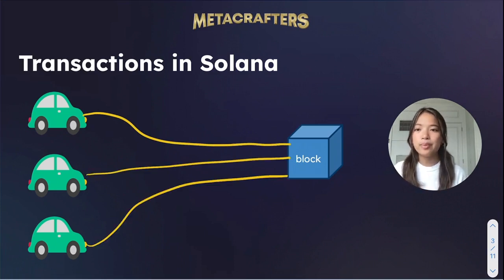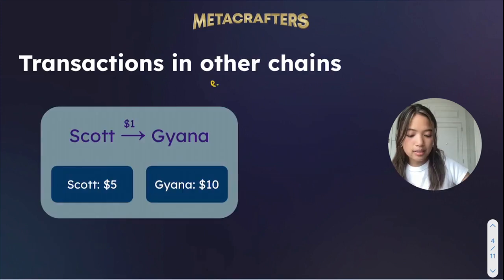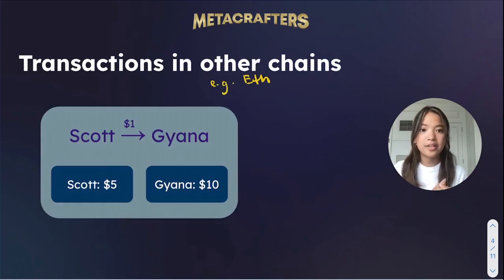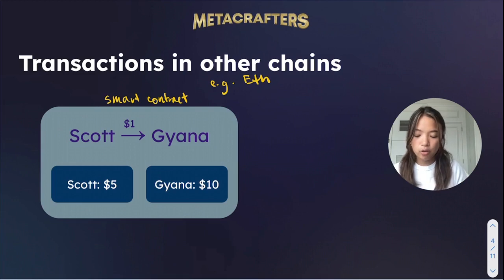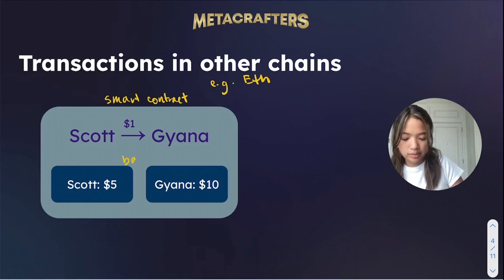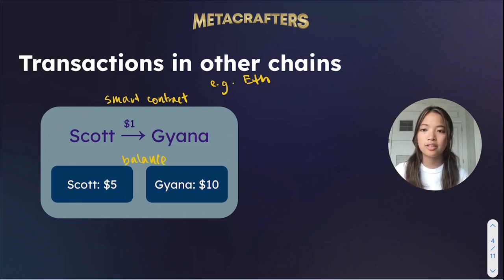So why does this happen and what does it have to do with accounts? Well, let's look at how transactions occur on other chains first. In Ethereum, let's say that we have a smart contract that sends money from Scott to Gianna. In Ethereum, smart contracts have their own storage. So if this is the smart contract, it also stores the balances within the smart contract. Because Scott and Gianna's information is stored in this smart contract, if we try to run two transactions at once, we could run into problems.